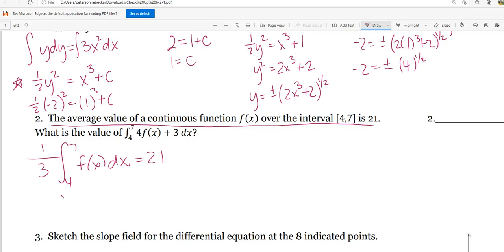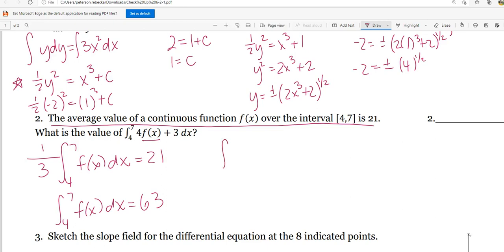Let's isolate the integral by multiplying both sides by 3. All right, so now I've got this piece, but be really careful because it's really tempting to just multiply by 4 and add 3, but notice that that 3 is inside the integral as well. So you have to integrate it.